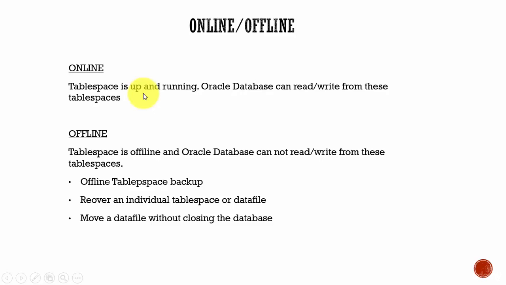Yes. What about offline? Offline means taking the tablespace offline so that the Oracle database cannot read or write from these tablespaces. Why do we need to take it offline? Normally, we take a tablespace offline either to take an offline tablespace backup or recover an individual tablespace or a data file or move a data file without closing the database.